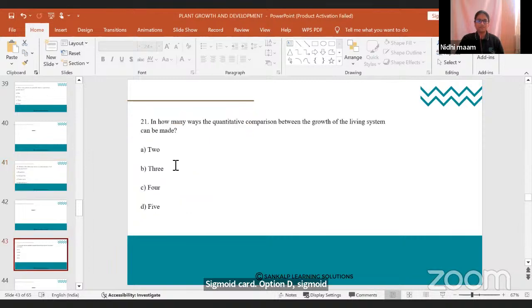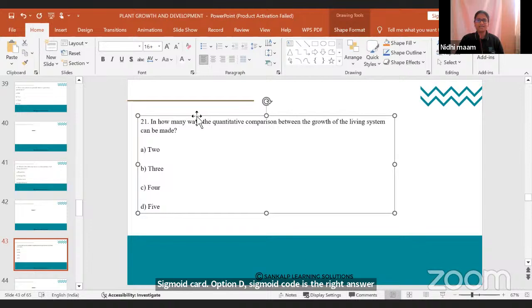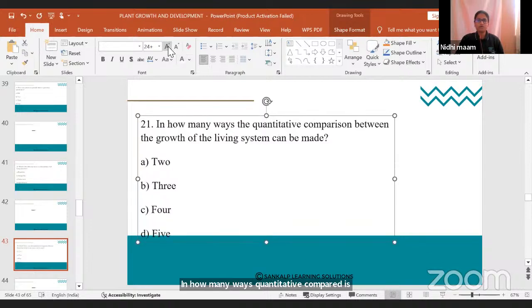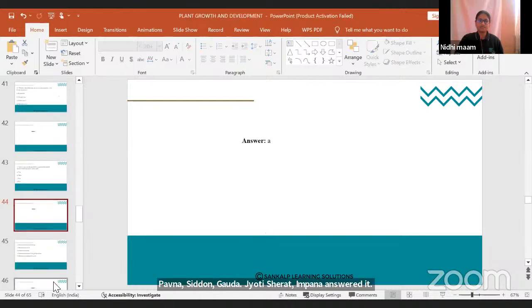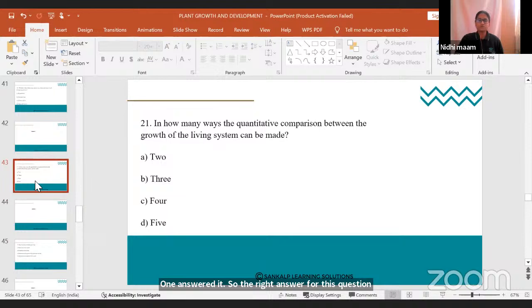Next question. In how many ways quantitative comparison between the growth of the living system can be made? A is 2, B is 3, C is 4, D is 5. Bhavna, Siddhangauda, Jyoti, Sharath, Impana answered it. Bhuvan answered it. So the right answer for this question is option A, that is 2. Option A, 2 is the right answer.